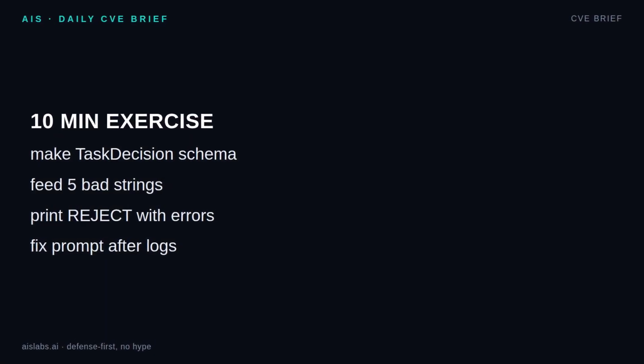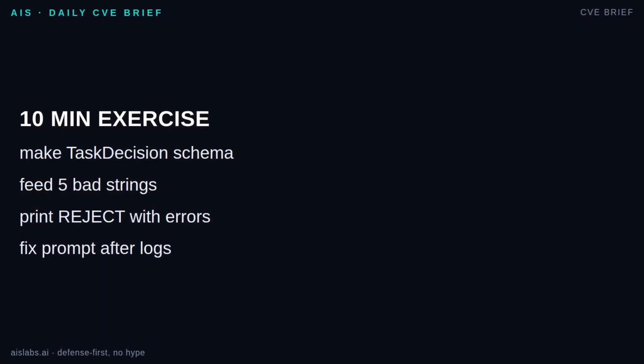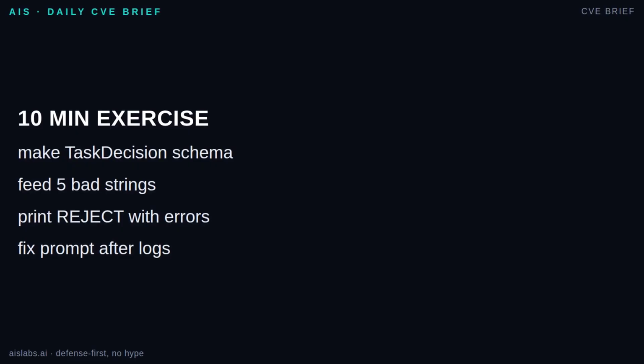Try this safely on your own machine. Create a small task decision schema with action, confidence, and notes. Action is reply, ignore, or escalate. Confidence is 0 to 1. Notes is required when action is escalate. Now make 5 raw strings by hand. 1 valid JSON object, 1 with broken JSON, 1 with action set to maybe, 1 with confidence at 2, and 1 escalation with no notes. Pass each through your parser. Print accept or reject with the validation error. No external systems, no tools, no accounts.